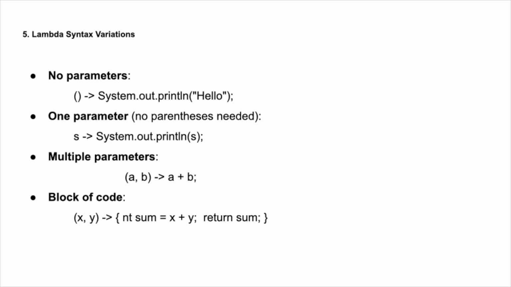Okay, so now let's understand the various variations of lambda syntax. Lambdas are flexible when it comes to syntax. Here are a few variations you might come across. For instance, you can have lambdas with no parameter, one parameter, or multiple parameters. You can also have lambdas with single line expressions or block of code. Keep these patterns in mind as they make lambdas very versatile.